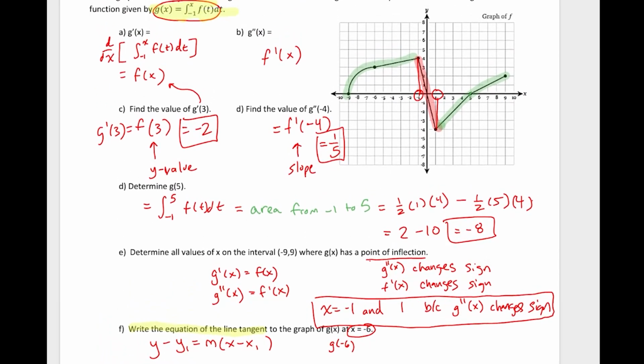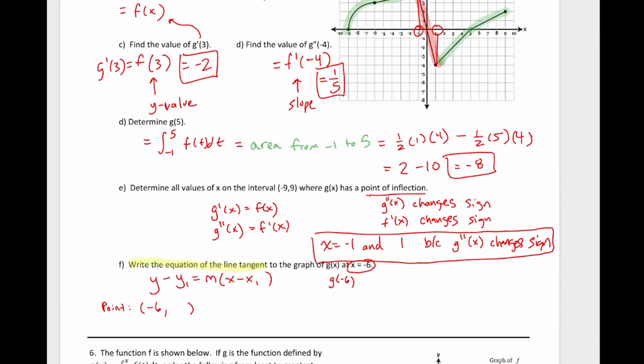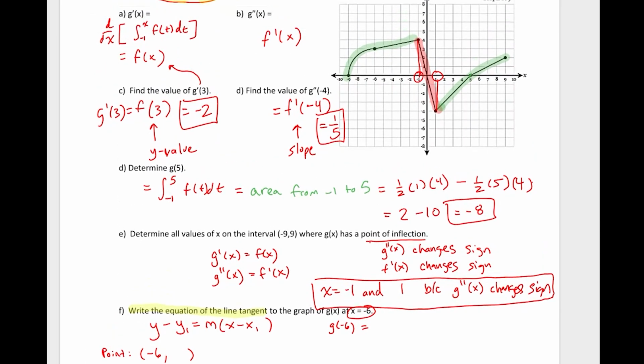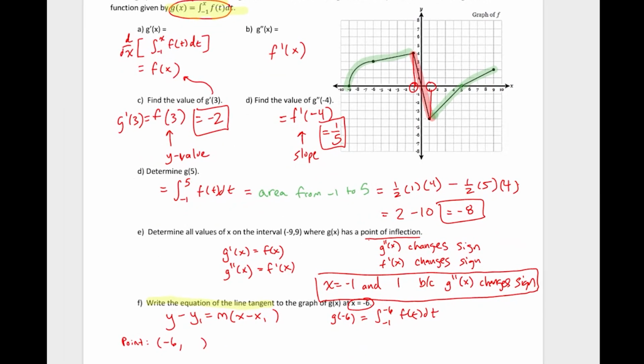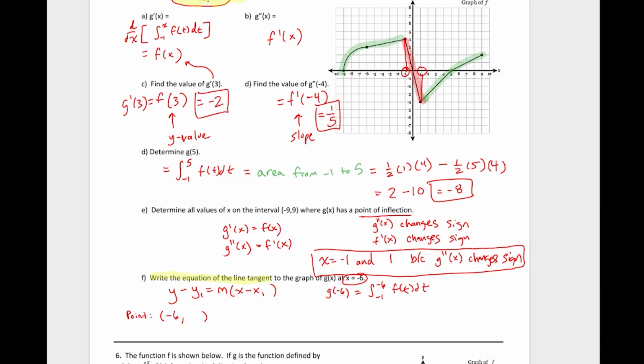Let's go back up here. What is g of -6? G of -6 is going to be the integral from -1 to -6 of f of t dt. Ooh, this is kind of a juicy problem here. Okay, so we got to find the area between -1 and -6. Those boundaries are backwards, so this is going to equal the opposite of the area between -6 and -1 of f of t dt.